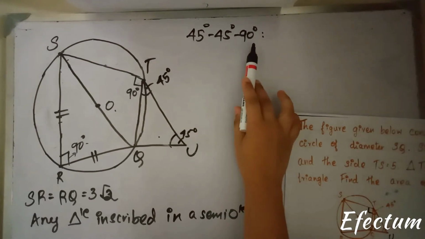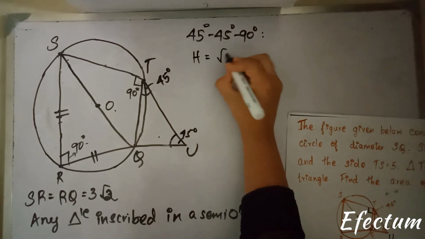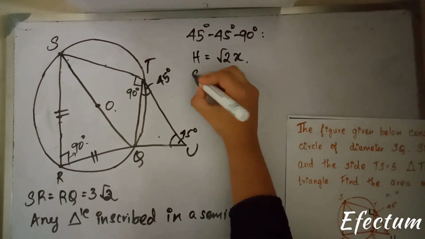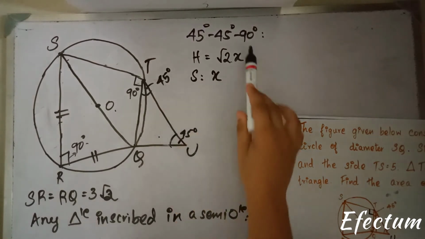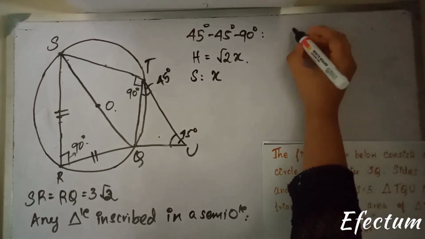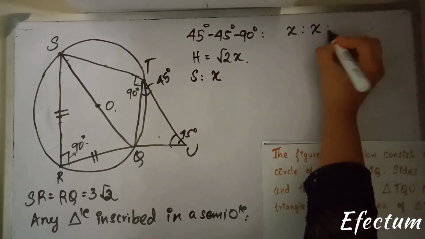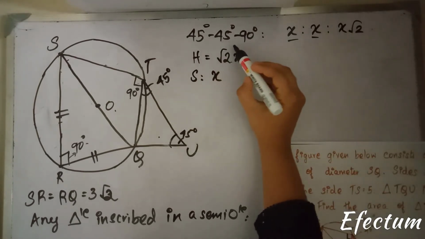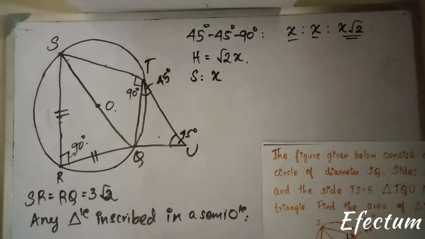If this is a 45 90 degree triangle, then the hypotenuse will be equal to root 2 into x if the other sides are x. This is a property of a 45 90 degree triangle. I've mentioned it in the other problems, but I'll do it again. Its sides will be in this ratio. These two are the equal sides because it's an isosceles triangle, and the other side, which is the hypotenuse, will be x into root 2.